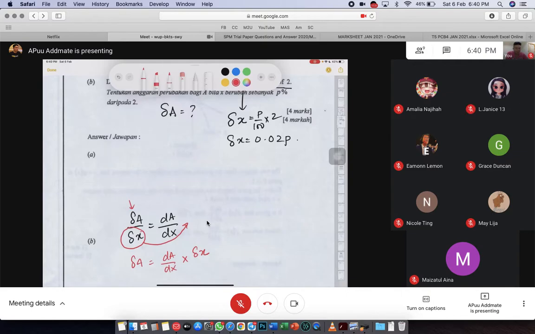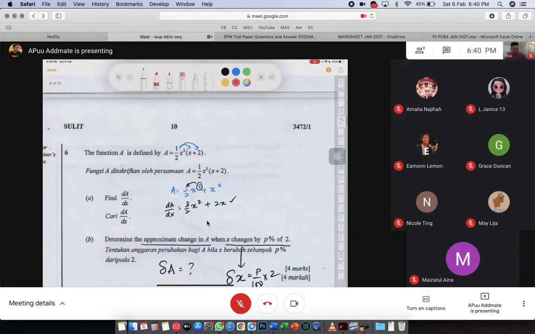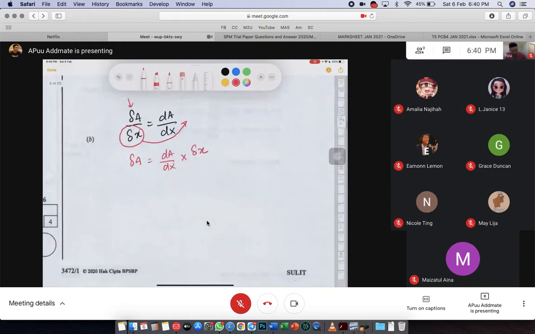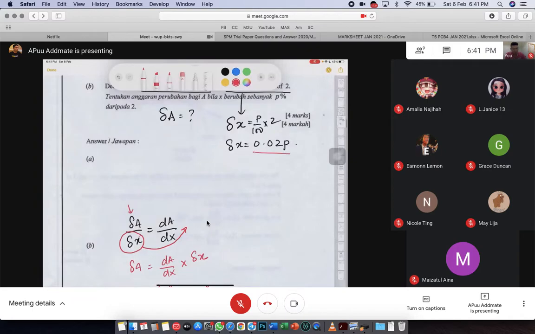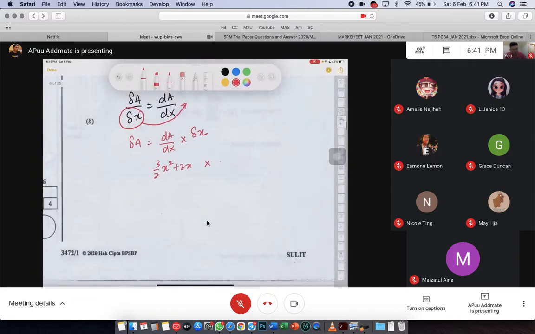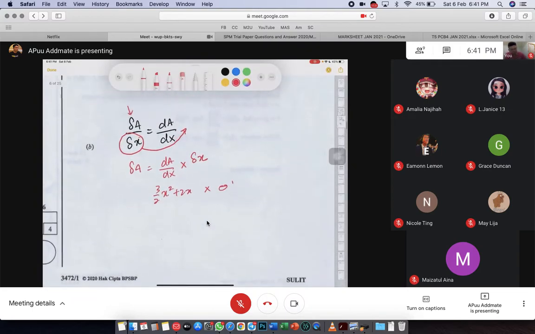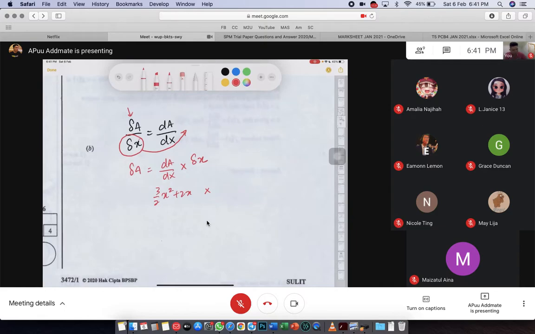Okay, so dA dx yang kamu dah dapat tadi, yang ni. Okay, dA dx sambung saling kat bawah tu. So you akan dapat 3 over 2x square plus 2x. 3 over 2x square plus 2x. And then multiply by delta x tadi adalah 0.02. So you can put as 0.02p. Okay, ada p situ.